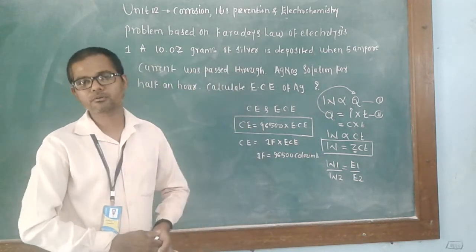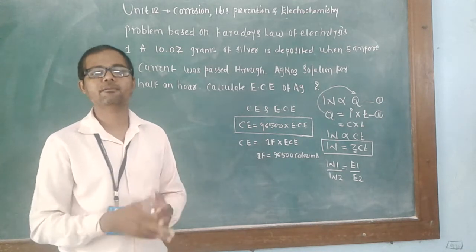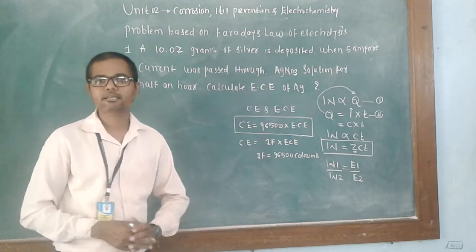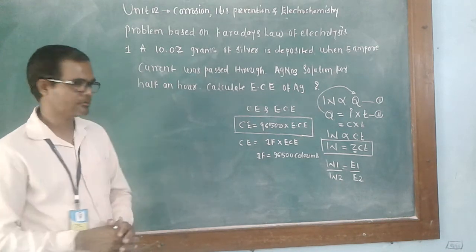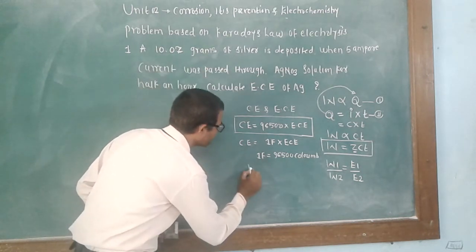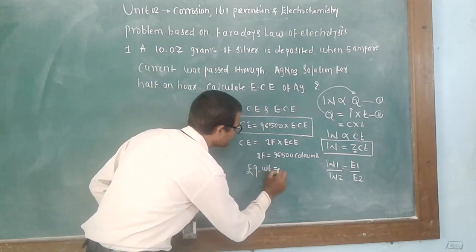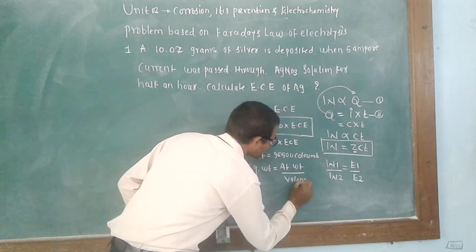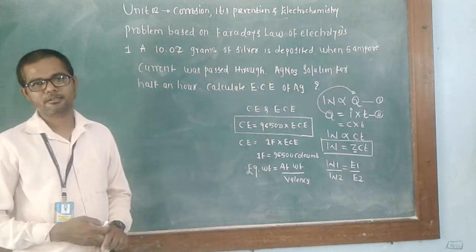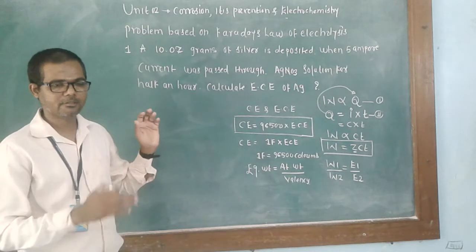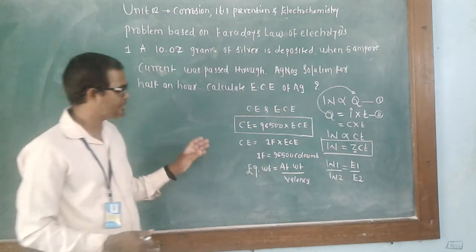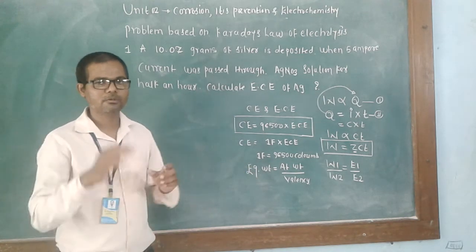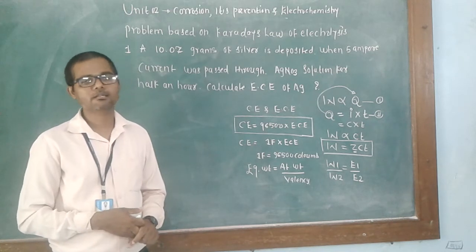Students are aware of the formula for the chemical equivalent or the equivalent weight, and how to calculate the equivalent weight of a substance. The formula is: equivalent weight is equal to atomic weight divided by valency. Let's see, in the numerical, problems based on the equivalent weight as well as on the chemical equivalent. So let us start to solve the first numerical.